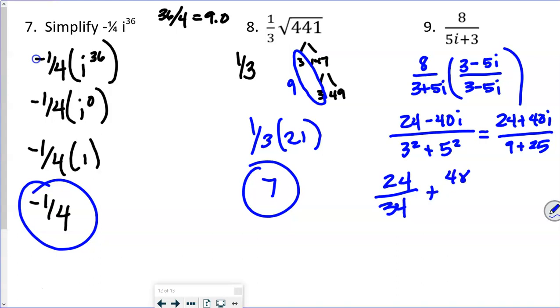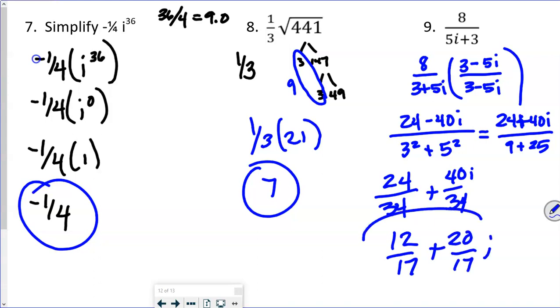plus 40i over 34. My bad, y'all. Can't read my own handwriting. That's pretty sad. That was a 40i right there, y'all. Now, question. Can this be reduced? Everything's divisible by 2, isn't it? So this would be 12 over 17 plus 20 over 17i. That's your final answer.